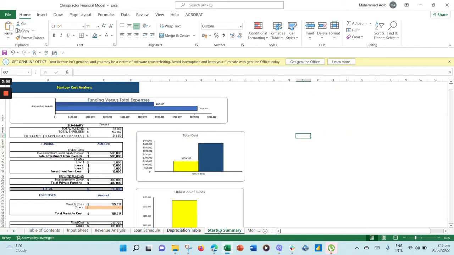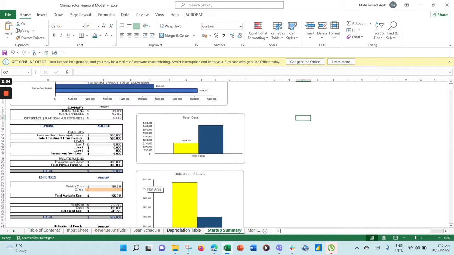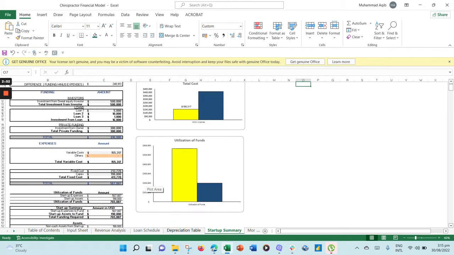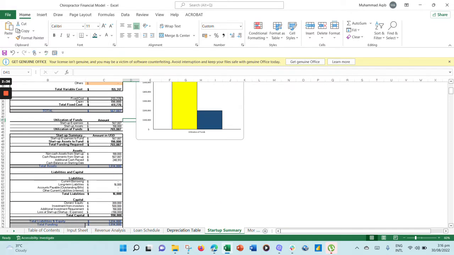Moving to the startup summary, it shows startup costs as well as startup investors and loans taken by the business. This also shows variable costs as well as fixed costs, which can help the business in the long term as they are highlighted specifically, which will allow the business to reduce them over different years. Moreover, this also includes liabilities as well as the capital section in a summarized way.